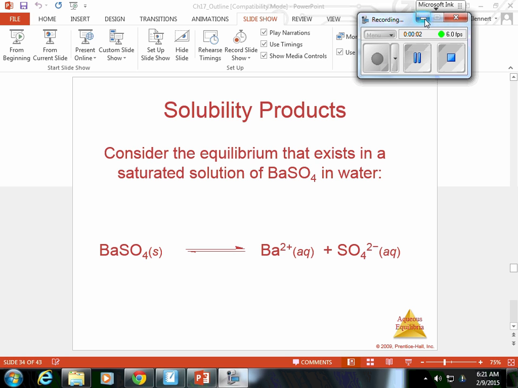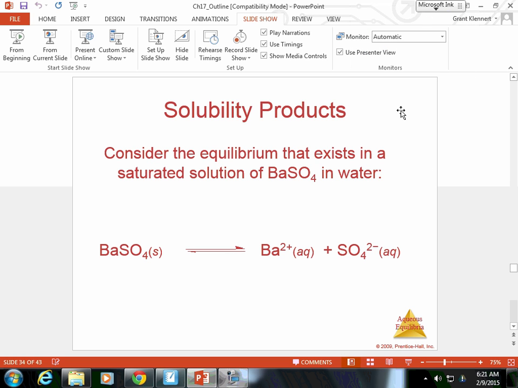All right, last section in chapter 17, we're going to be dealing more with equilibrium concentrations again, but this time we're going to be dealing with solubility products. So let's look at this equation here. We have barium sulfate as a solid. It dissolves in water. You're going to get two ions, the barium ion and the sulfate ion.